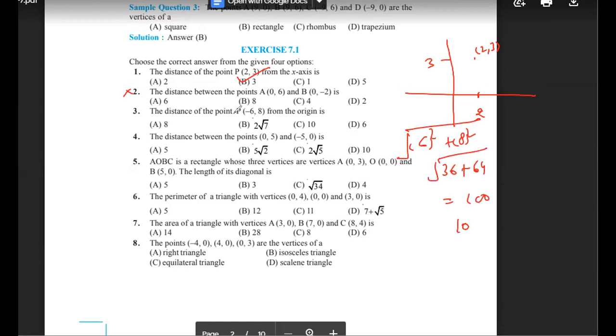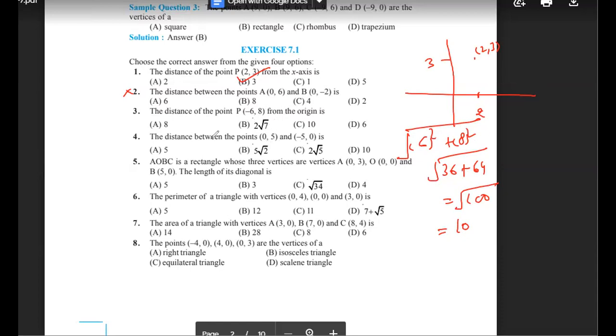How do I do this one? Means you have to write 6 minus 0, then whole square, then 8 minus 0. No need to write it like that. Write it like 6 whole square plus 8 whole square. Then you will get this one, and you will get 10 units. Got it? Yes, sir. Okay, both of you, Sadhna, understood?